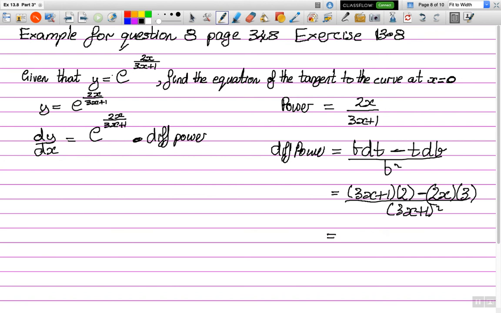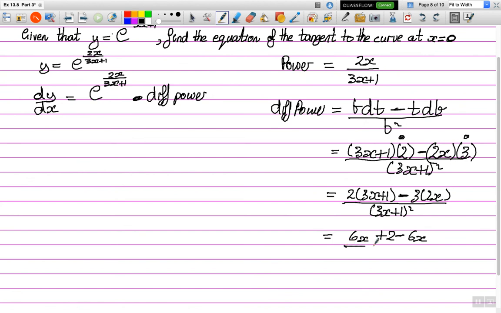Tidying it up. 2 lots of 3x. Well, before we tidy up, let's rewrite it. It's 3x plus 1 minus, put the 3 at the front in front of the 2x. I brought both numbers to the front of the respective parts just to make it a bit easier. 3x plus 1 all squared. Now we work it out. 2 on 3x is 6x. 2 on 1 is 2 minus 6x all over 3x plus 1 all squared.